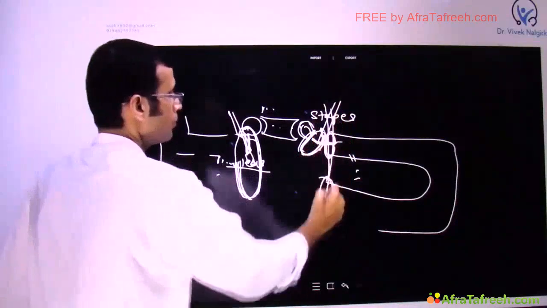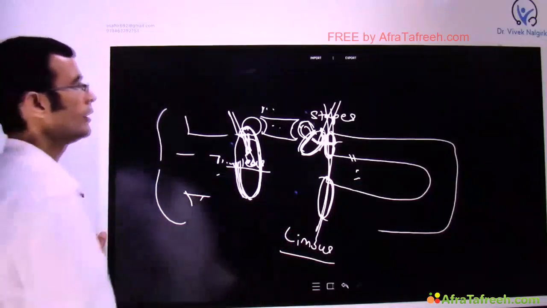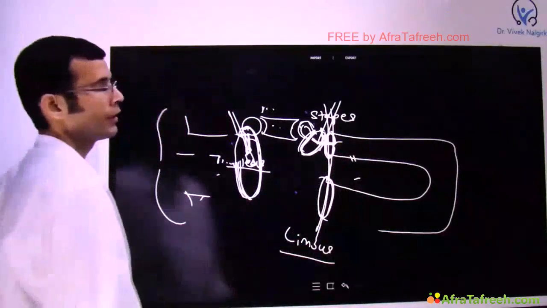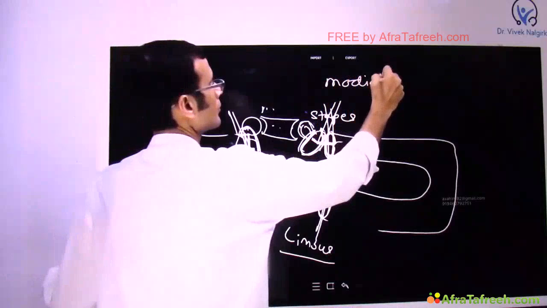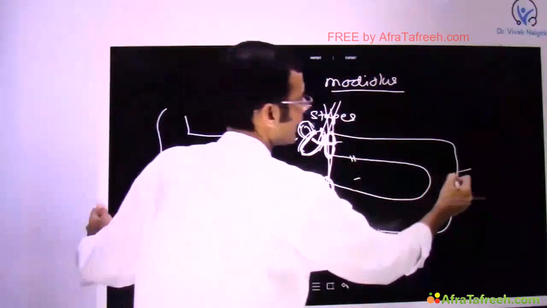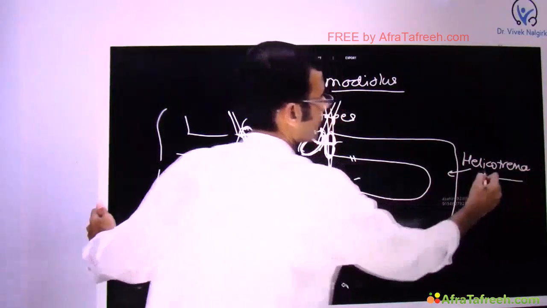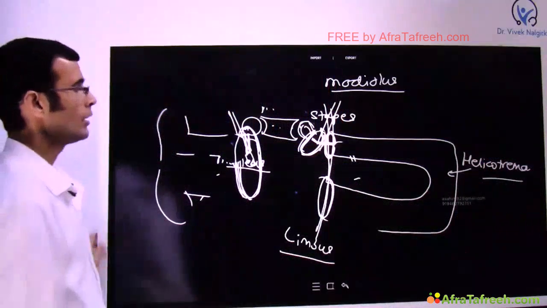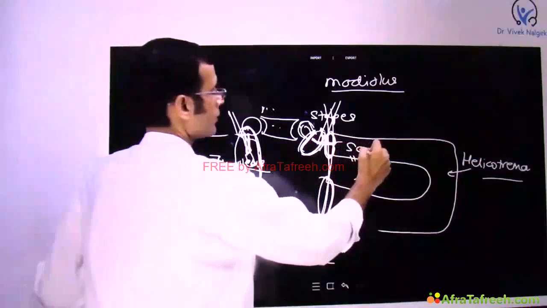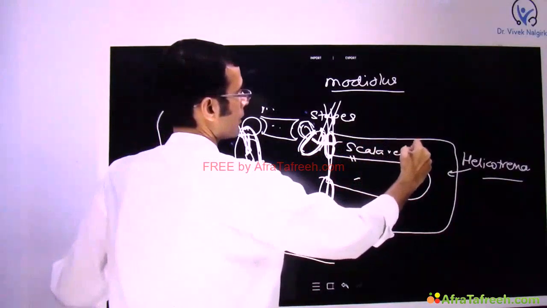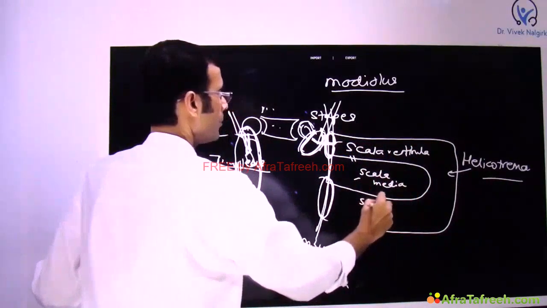The base of the cochlea is called the limbus. Then the bony center of the cochlea is called the modiolus, and the apex of the cochlea is called the helicotrema. There are three chambers: scala vestibuli, scala media, and scala tympani.